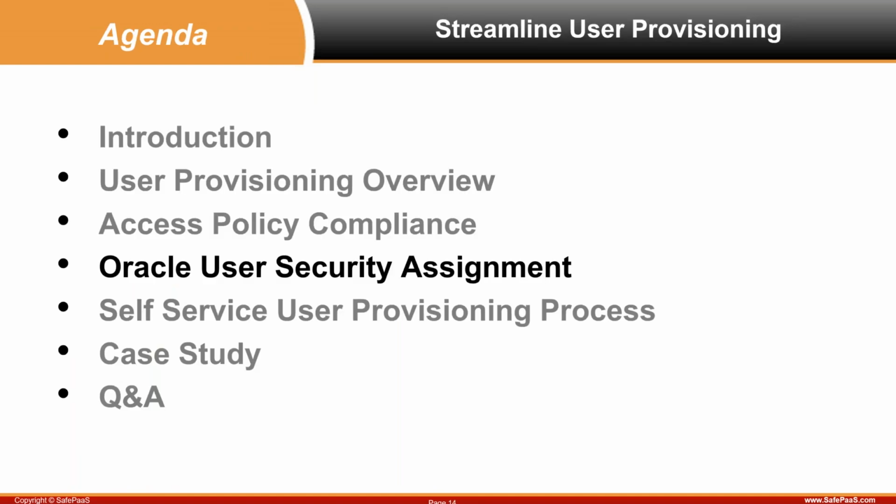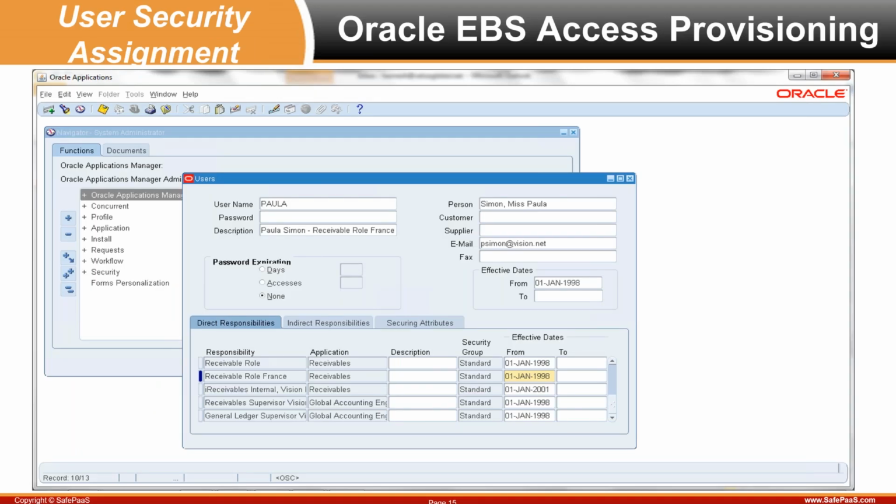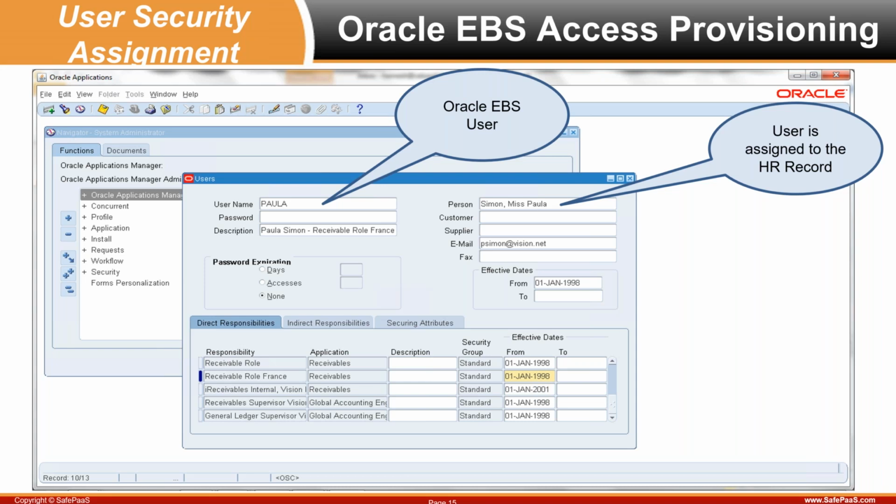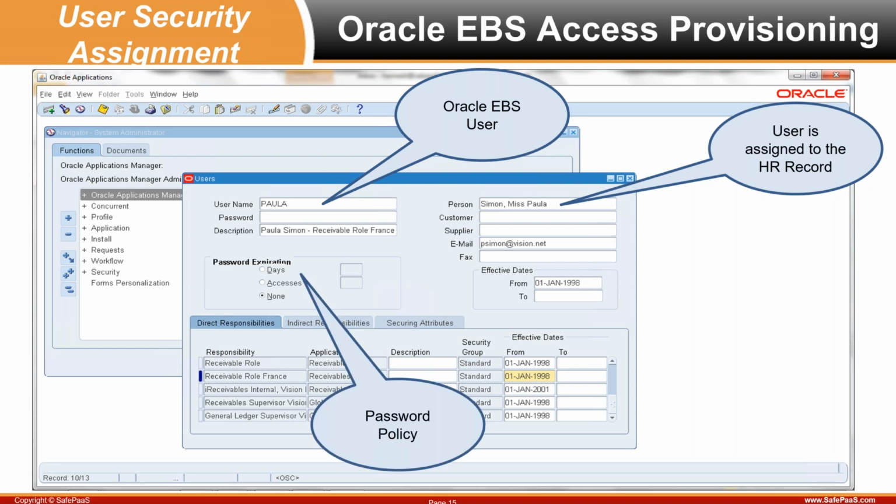So what I want to do next is give an example of user security assignment, and we're using Oracle Applications as an example. For those that are Oracle E-Business Suite users, this provisioning process might look very familiar. This is where you give a user access. Here we've got a user, and the usernames are defined based on whatever criteria the organization specifies. It's assigned to an HR record, so you know it's an actual individual that's recognized by the HR organization. You have your password: what's the unique password for that individual, and also what's the expiration policy? Any days, accesses, and so forth, so that way you're minimizing the use of the same password for a long period of time.